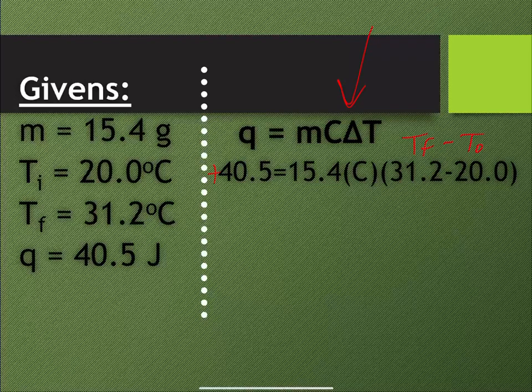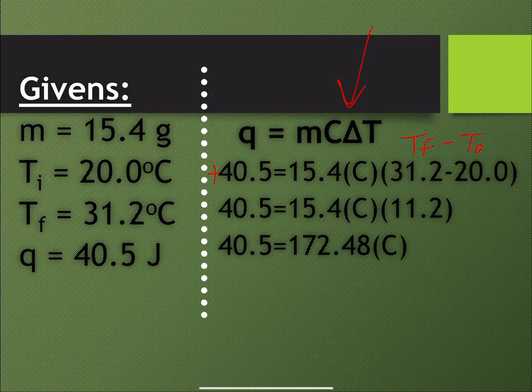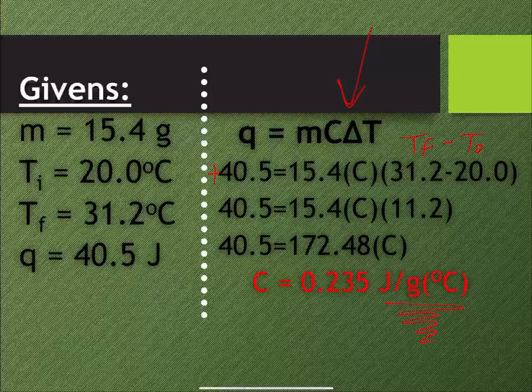If you choose to show any of your algebra steps to solve for the heat capacity, that capital C, you can, but you are not required at all. You can punch that in your calculator, however you do it, and then say what your heat capacity is. So you don't have to do this where I subtracted my temperatures. You don't have to multiply your 15.4 times 11.2 and show it, but mathematically you want to. And then now you're going to do your 40.5 divided by 172.48 to get your answer, and make sure that you have the units of measurement on it.